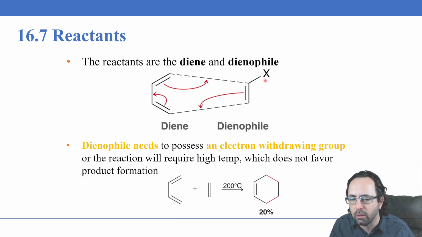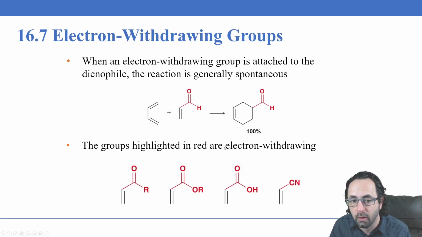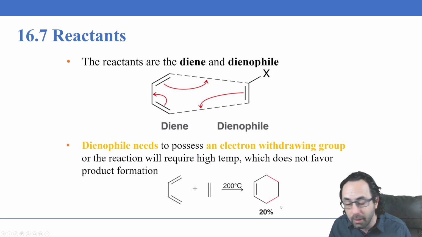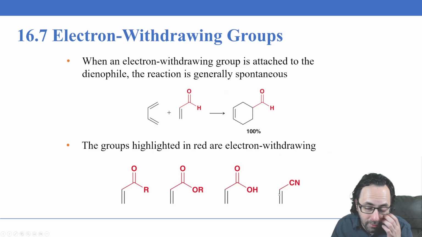But with the presence of an electron withdrawing group, this will significantly increase the progress of the reaction and the production of the product. So with an electron withdrawing group, the reaction will be spontaneous. Without it, obviously it wasn't, right? When we say spontaneous, we should get at least 50% of the reactants turned to products here. At only 20%, we do not consider that spontaneous.